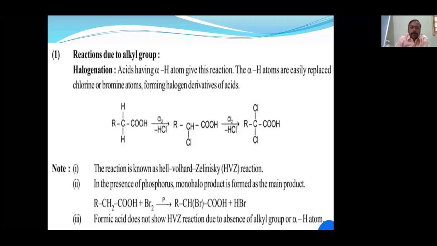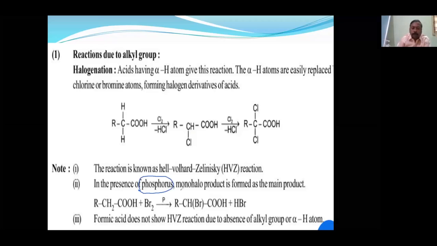Okay, the HVZ reaction is substitution of halogen on the alpha carbon. If we carry it out in the presence of phosphorus, this is also very important, that's why I am giving you so much caution about this. In the presence of phosphorus, it will give you the monohalo product only. Further substitution will not take place.